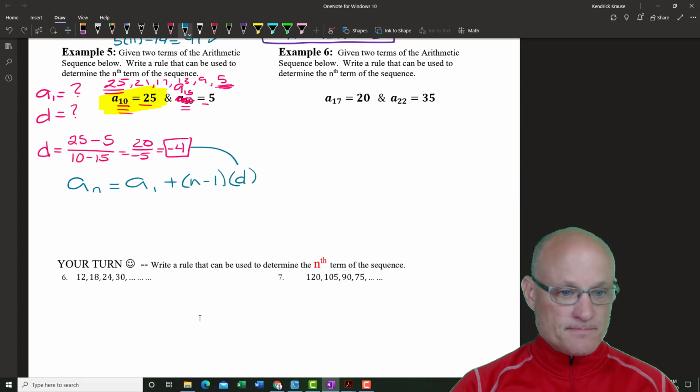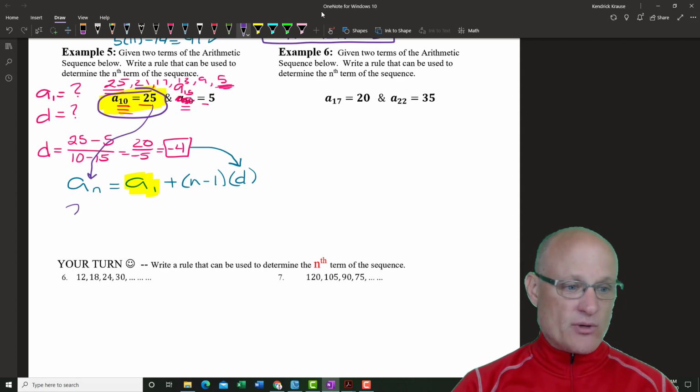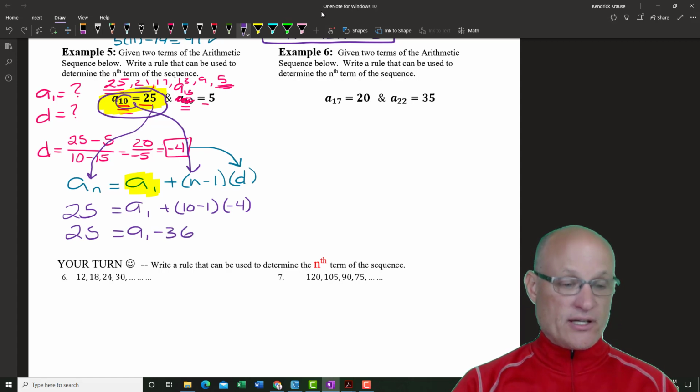I'm going to plug this in here because now I have that. Here's what we're looking for. We're looking for a sub 1. All right, so let's see. I'm going to use this one right here. So in for the left side is the term. That's the term goes on the left side. So that's 25 equals a sub 1 plus, in for n goes the 10. 10 minus 1 times negative 4. All right, so we get 25 equals a sub 1. This is 9. 9 times negative 4 is negative 36.